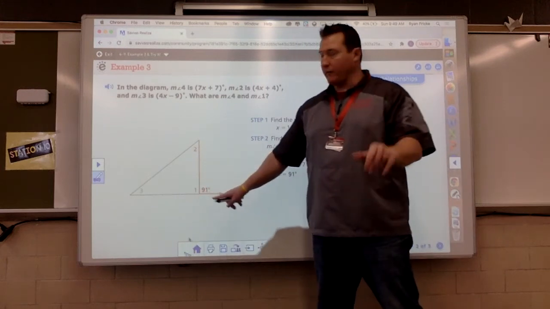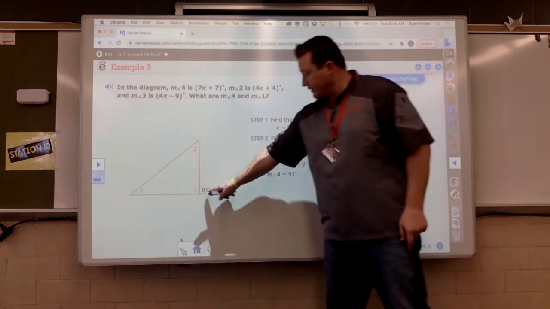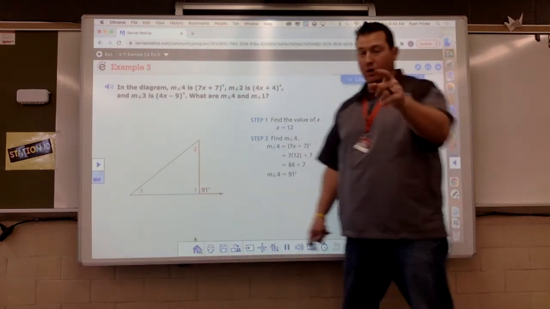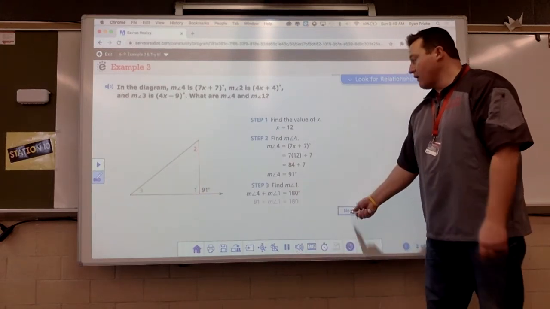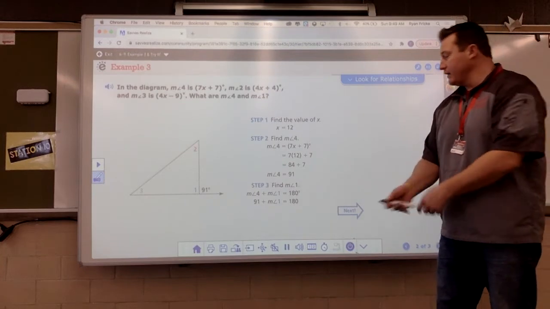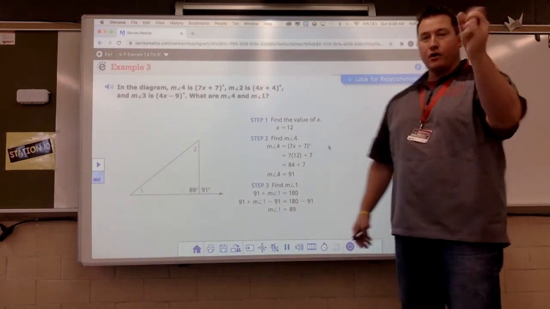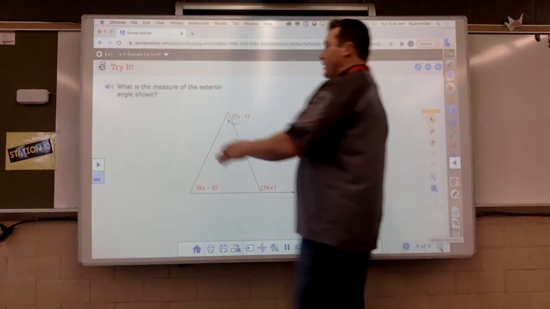Now, a couple different ways we can figure out what angle 1 is. The easiest one is probably to remember that angle 1 and angle 4, which is now 91 degrees, add up to what magical number? 180. That's right, 180 degrees. Supplementary, baby. So all we got to do is take 180, subtract 91 from it, bam, 89 degrees. Everybody's happy. That's great.